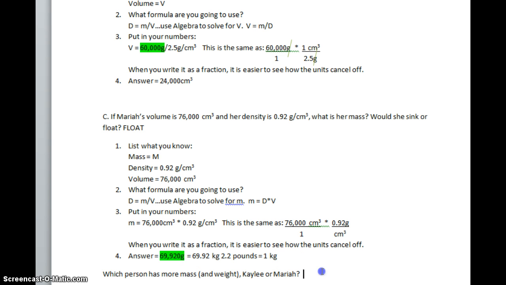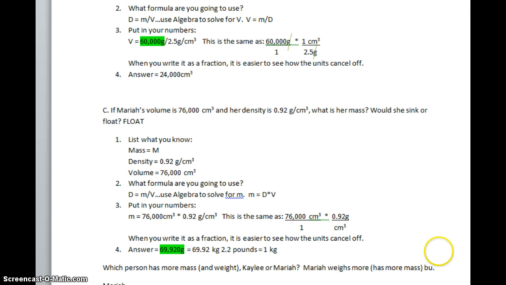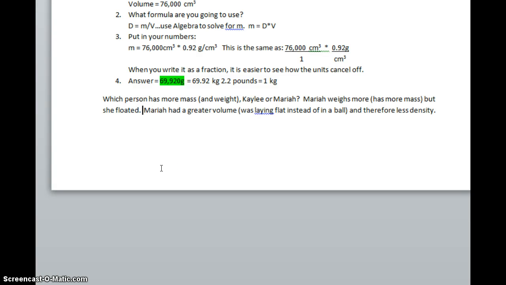All right, so Mariah weighs more, and that's because she has more mass. Okay, now Mariah floated, right? But she floated. Do you understand why? Even though she has more mass, she floated and Kaylee sank when they went swimming. Do you understand why? And the why is Mariah had a greater volume.